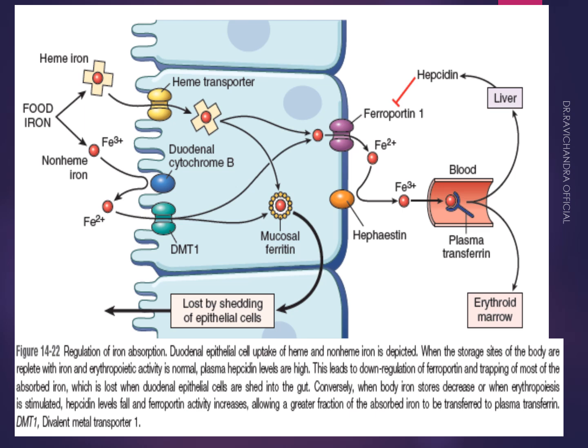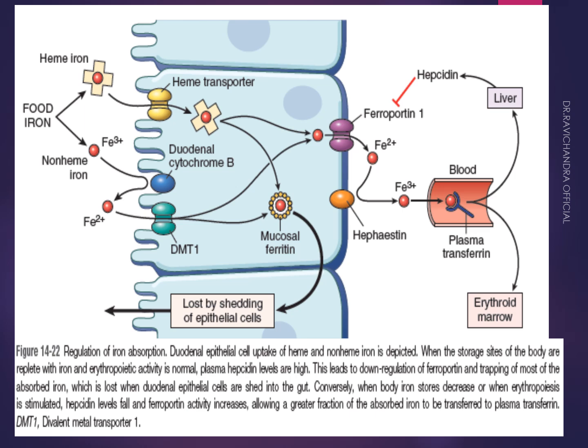A food iron which is in the form of heme iron or non-heme iron. The heme iron will be entering into the epithelial cell with the help of heme transporter, and it is stored in the form of mucosal ferritin. And when these cells are shed off or exfoliated, it will be lost, and some will be released into the plasma. This is the journey of heme iron.